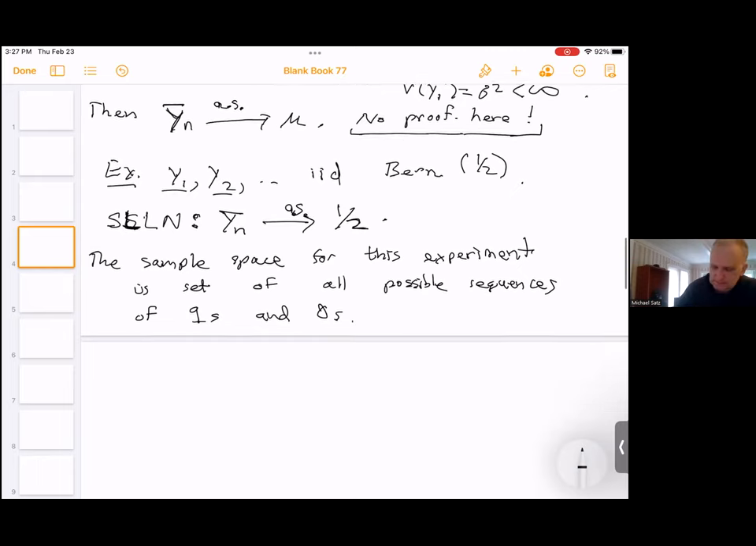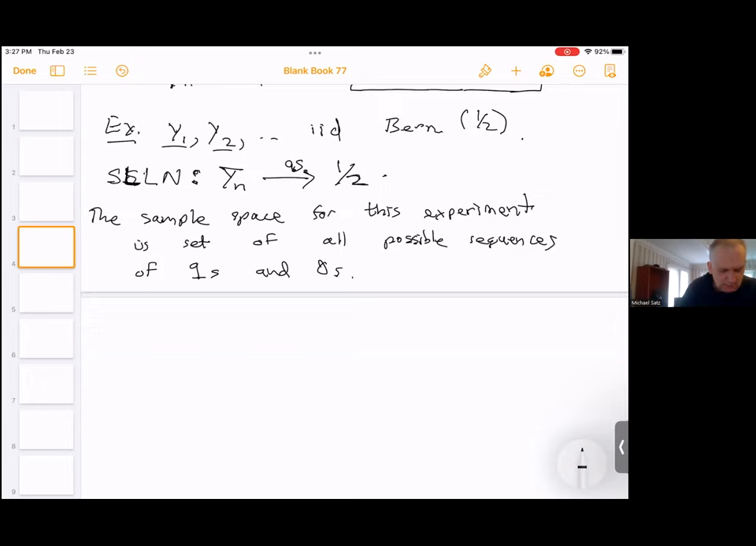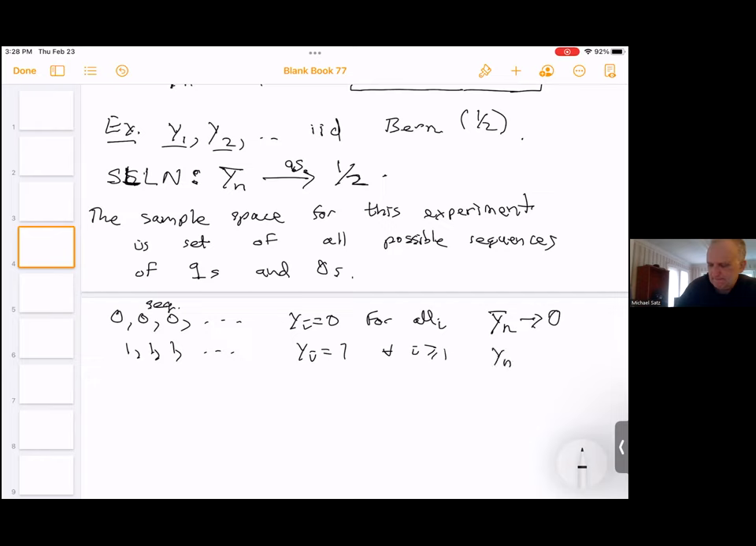Okay, now let's list some. So here are some. Let's list a sequence: all zeros. Y hat n goes to zero, doesn't go to a half. Can you tell me another one that doesn't go to a half? Yeah, all ones. Doesn't go to a half. Plus you could make up other kind of goofy ones, like you could have three zeros and a one, and you could say Y n goes to a quarter. Agreed?